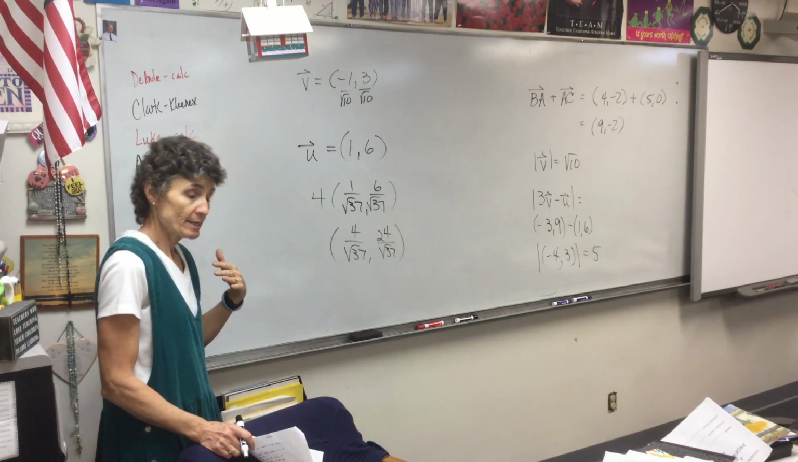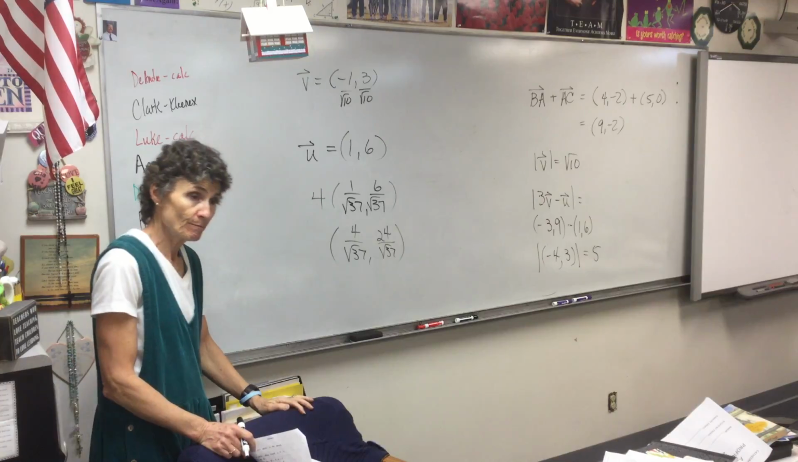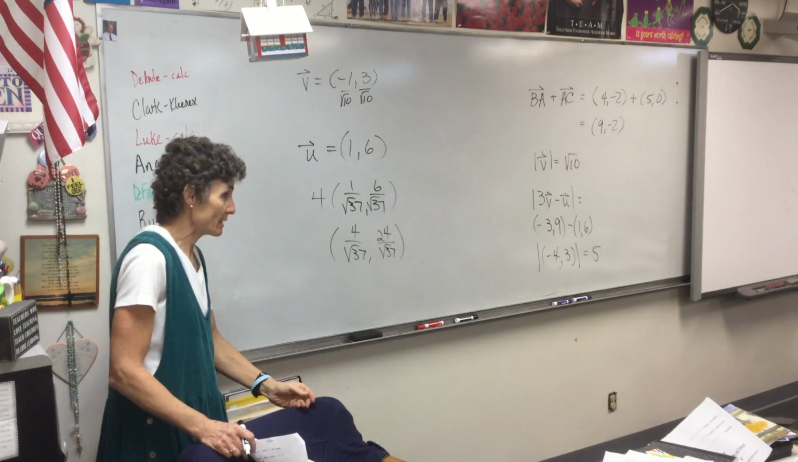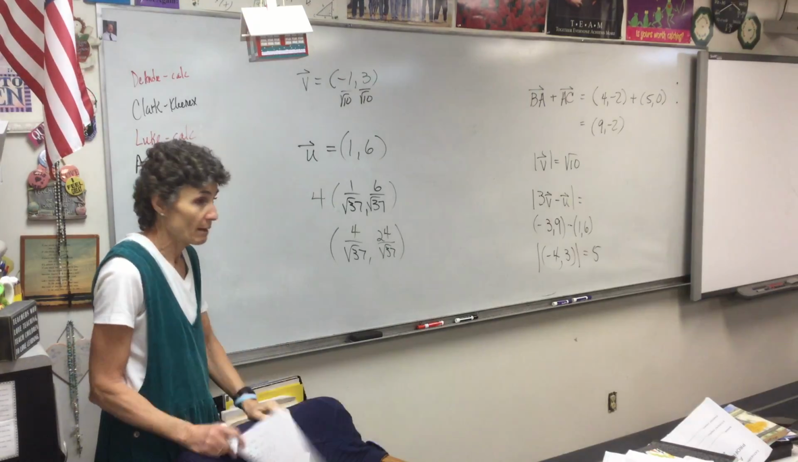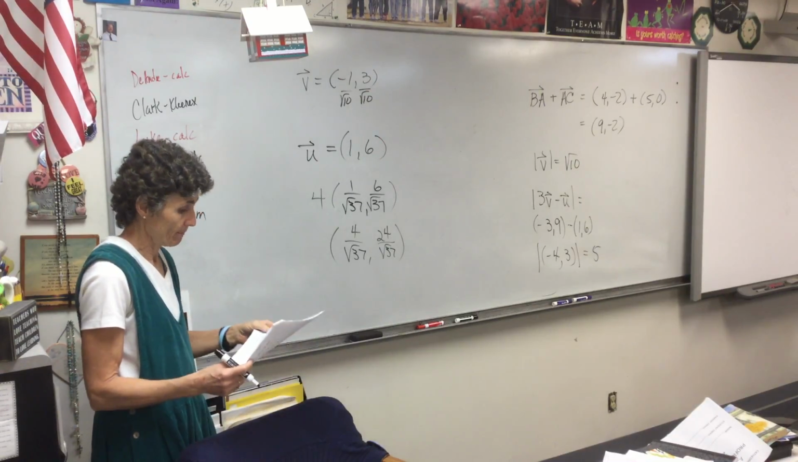So, how do you change the length of a vector? First you divide it by its magnitude, and that will make the length 1, and then you multiply it by whatever length you want.